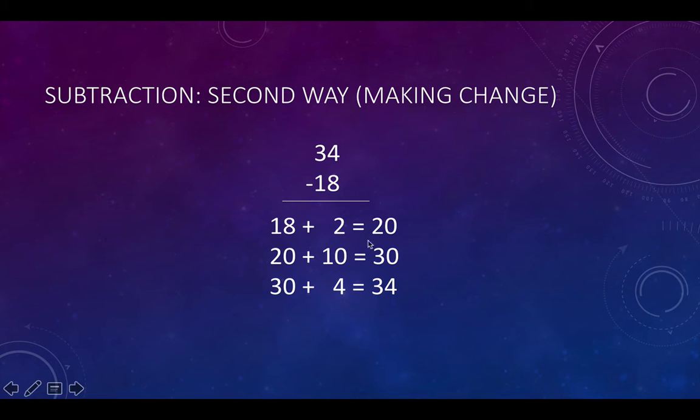So we take our 20 and we say, okay, what plus 20 will give us something close to 34? Well, 20 plus 10 equals 30. So we're getting closer to 34, but we're not there yet. So our final part would be 30 plus what equals 34. 30 plus 4 equals 34. And we finally got the answer we were needing for this problem.